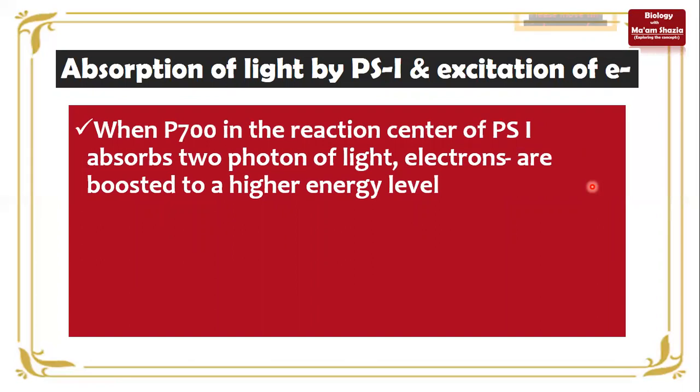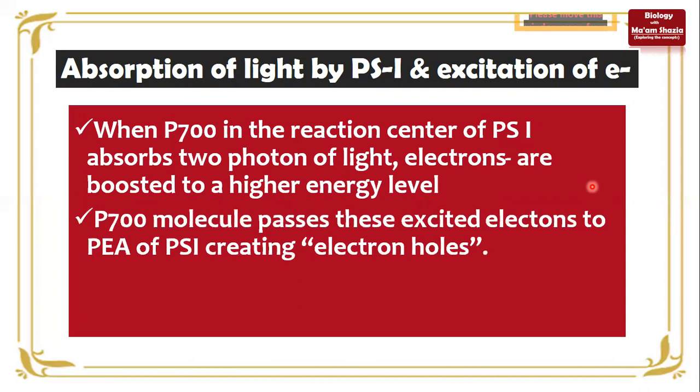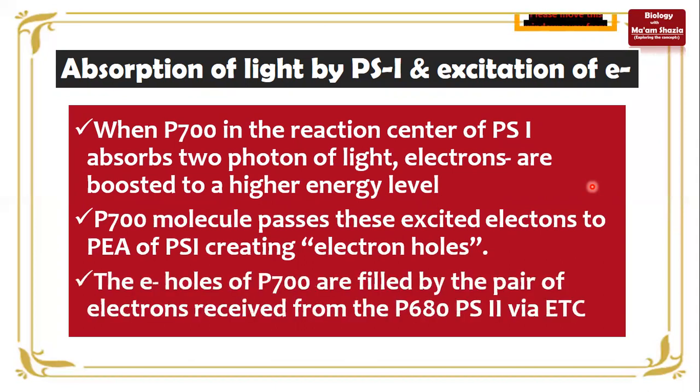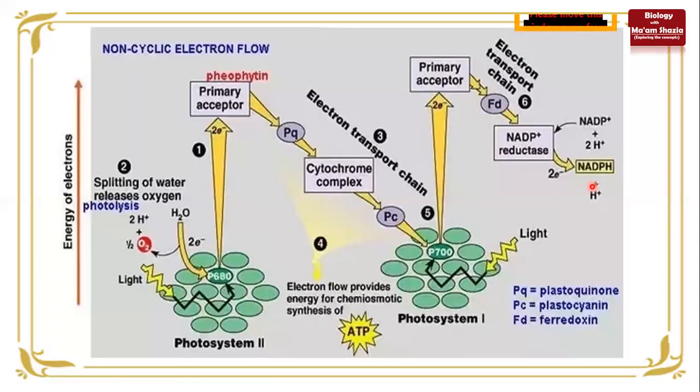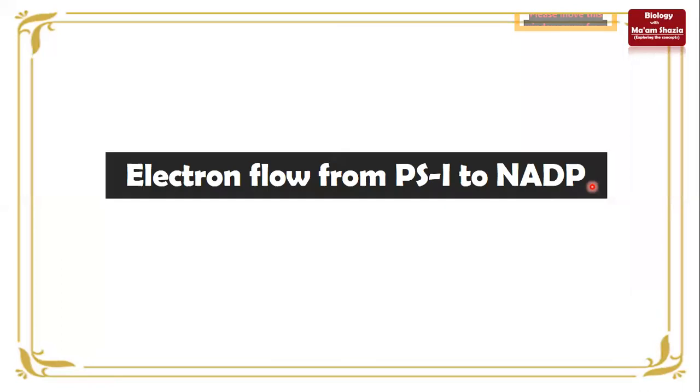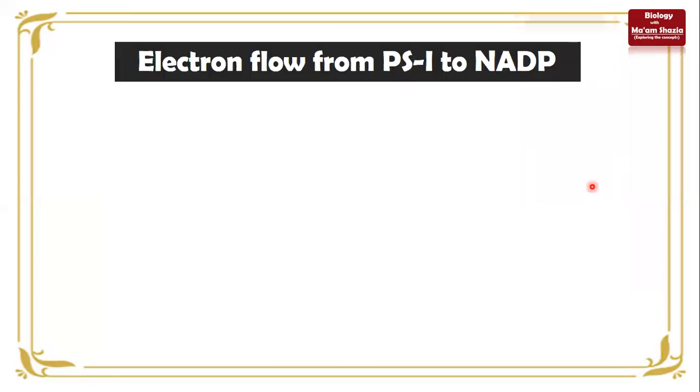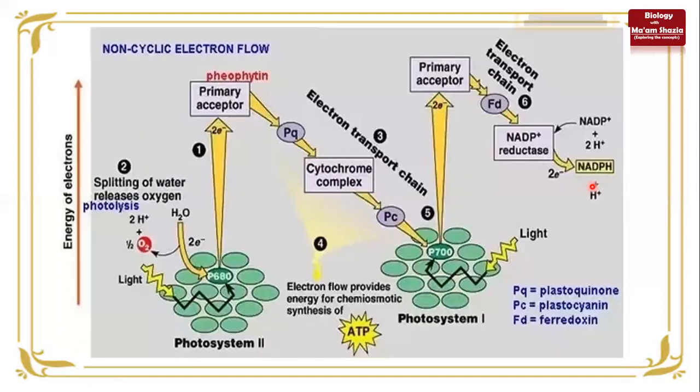Electrons are boosted to a higher energy level. Then the P700 molecule passes these electrons to the primary electron acceptor of PS1, creating electron holes. The electron holes of P700 are filled by the pair of electrons received from P680 of PS2 via the ETC. So we have done the absorption, the excitation and the fulfillment of PS1 as well. Next is the electron flow from PS1 to NADP. Let's go back to the same diagram.